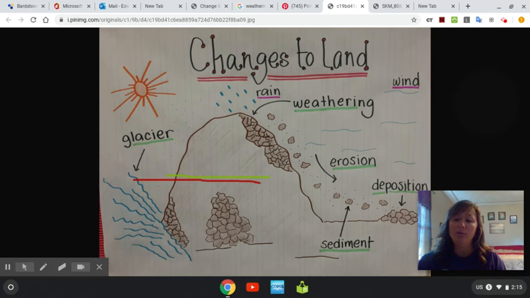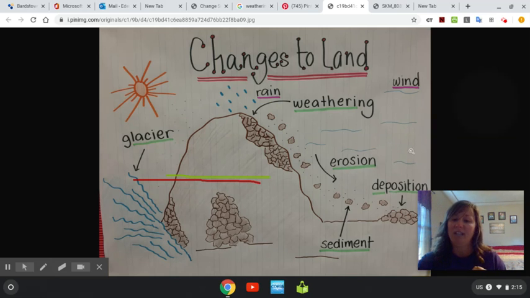And erosion is going to come in with wind or water, and it's going to carry all of that sediment away and that rock away. That's erosion. Weathering breaks it down, erosion comes in and carries it away.